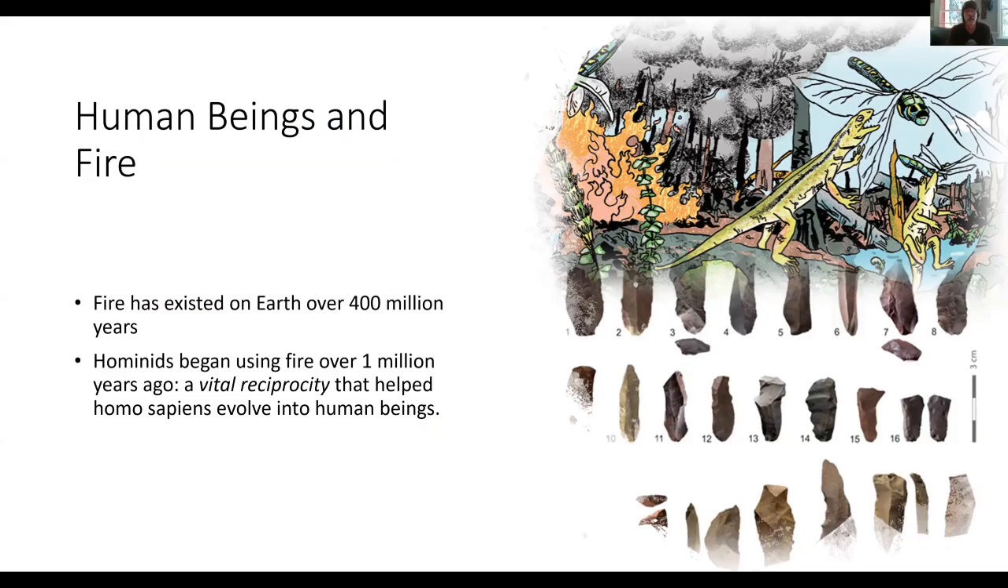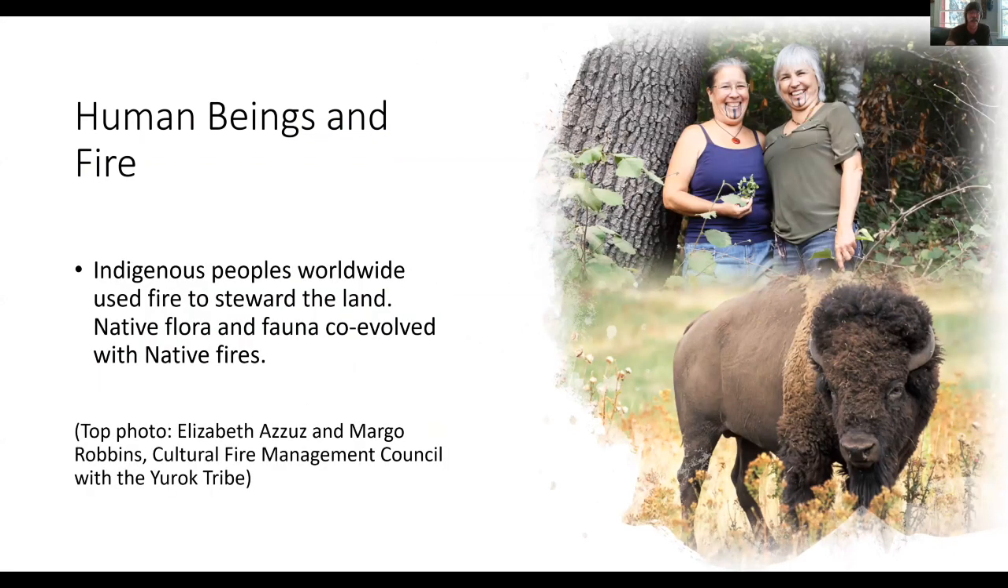Human beings, well, first of all, fire's been on this earth for over 400 million years, and we assume we'll be here 400 million years in the future. And hominids began using fire over 1 million years ago. It was a vital reciprocity that gave life to both. People fed and sheltered fire, and in return, fire helped feed and shelter us. And our species would not have physically and culturally evolved without our unique relationship with fire.